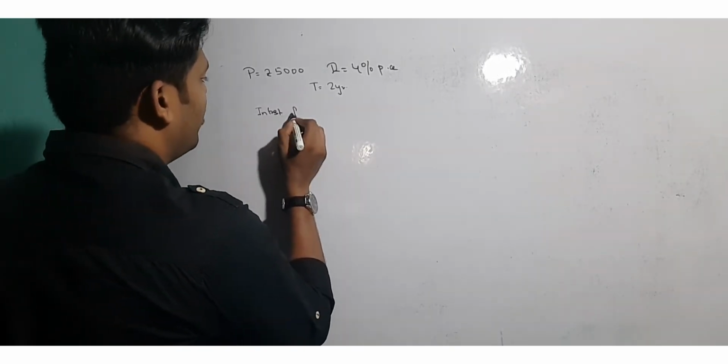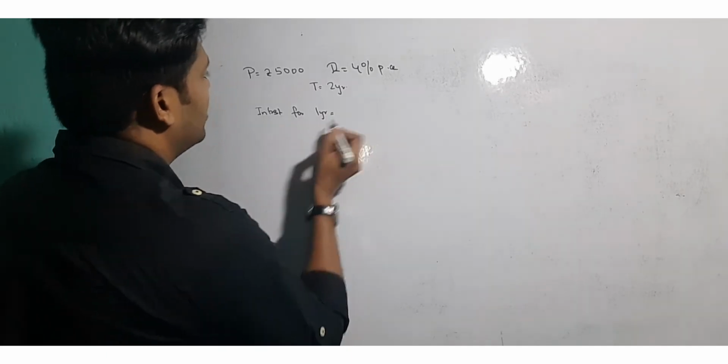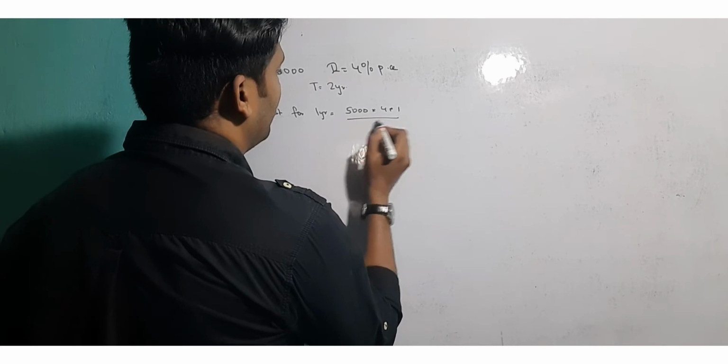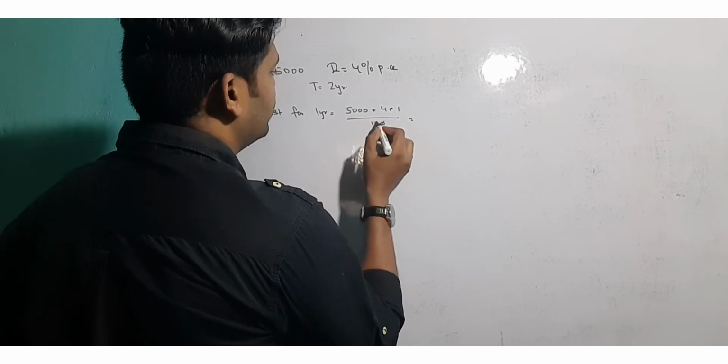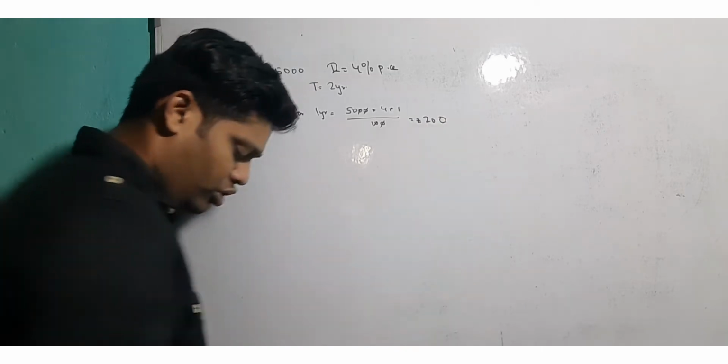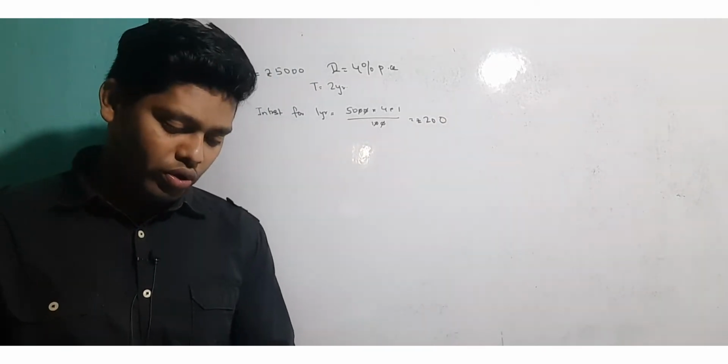Interest for how much? First year. How much? P into T into R by 100. 5000 into 4 into 1 by 100. How much? It will be 200. So rupees 200 is the interest which he needs to pay.